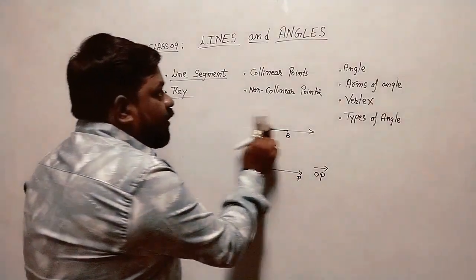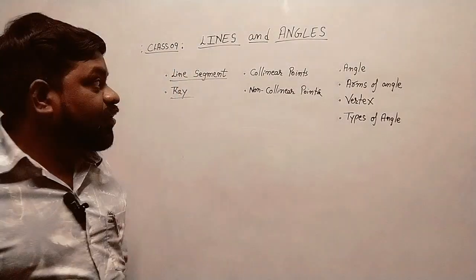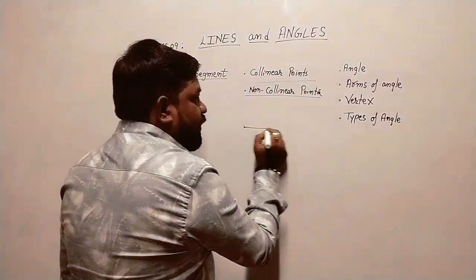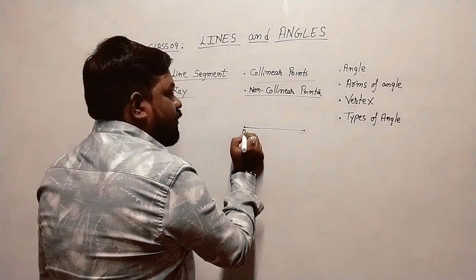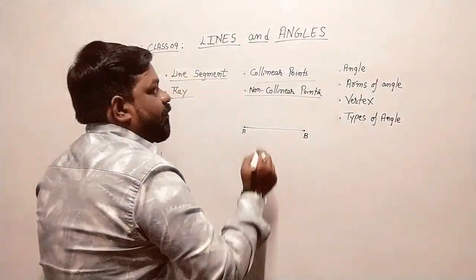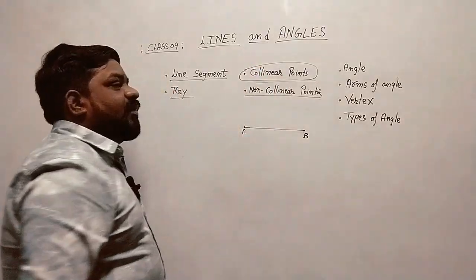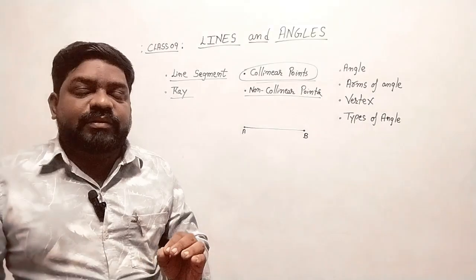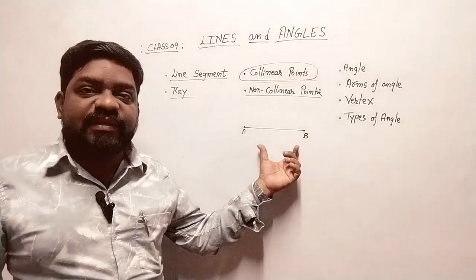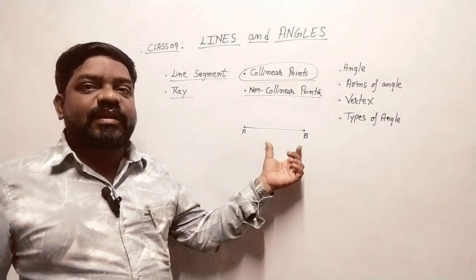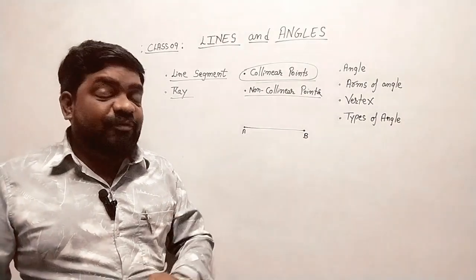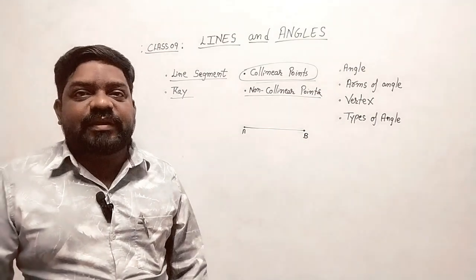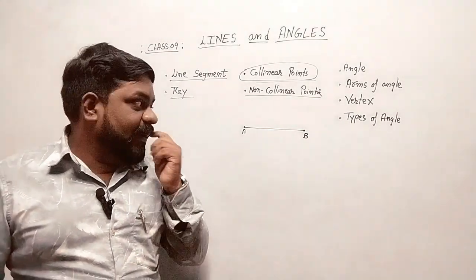Next, collinear and non-collinear points. I will consider a line segment AB. Collinear points means if three or more points lie on the same line segment, then we call them collinear points. If three or more points do not lie on the same line segment, we call them non-collinear points.